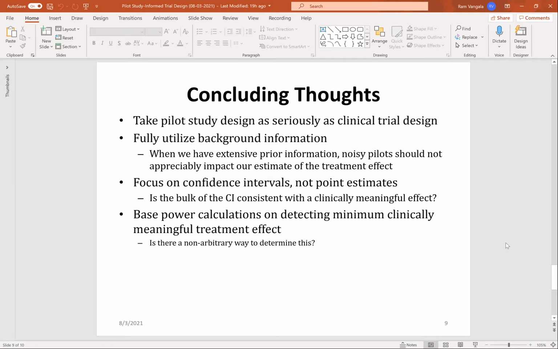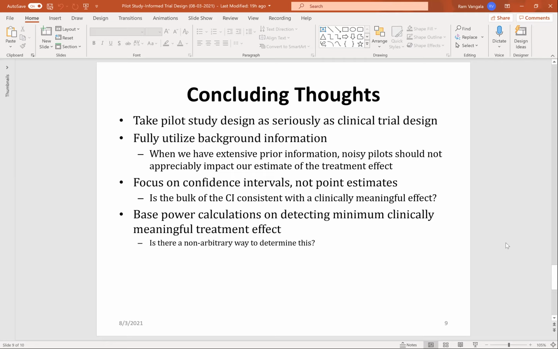And so looking at the confidence interval and saying, is the bulk of it consistent with a clinically meaningful effect? That's a good reason to start a trial. If the CI is mostly consistent with a non-meaningful effect, or if it's consistent with both, that's either telling you that you shouldn't run the trial or that the pilot is just not informative enough to support a decision like that. So I think focusing on the confidence interval is a good way to avoid the kind of catastrophic errors that I've been illustrating on the previous slides.